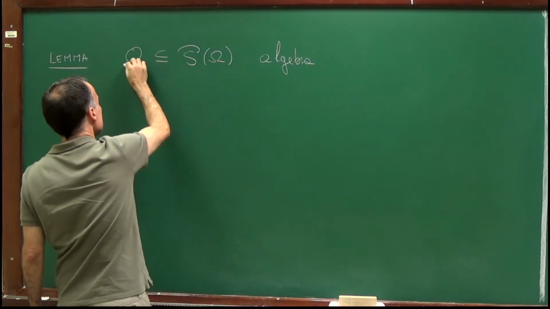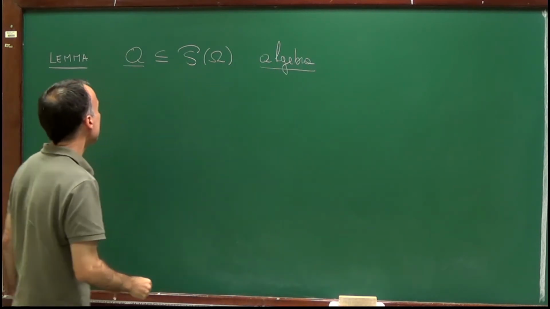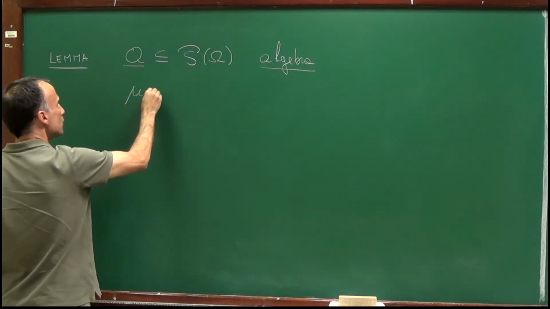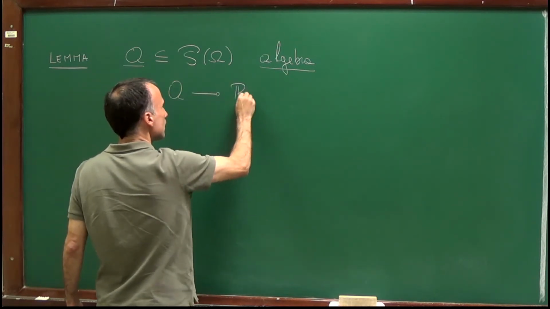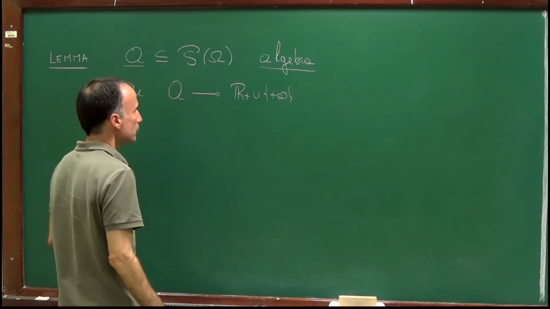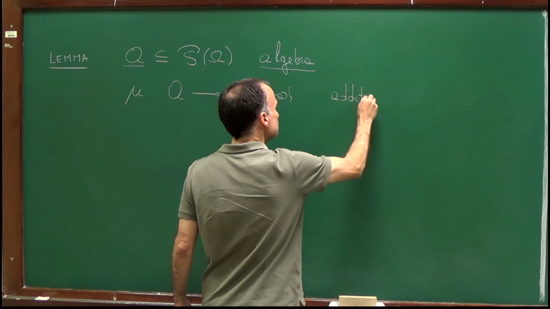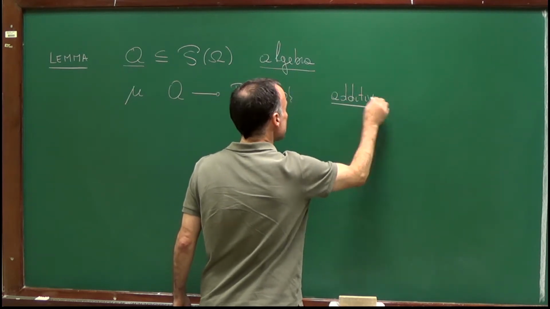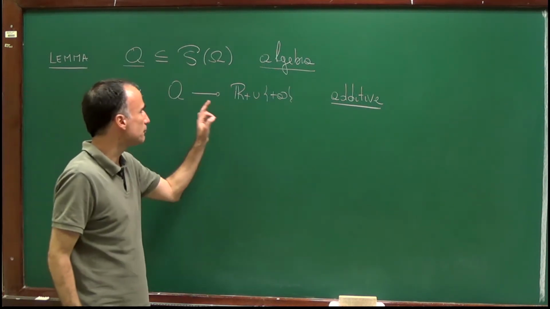So A is an algebra. Then let's assume that we have mu, which is defined on A and takes values in R plus union plus infinity. And we will assume that mu is additive. So there are two assumptions here: A is an algebra, and mu is additive on this algebra.